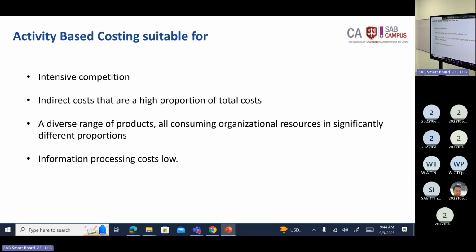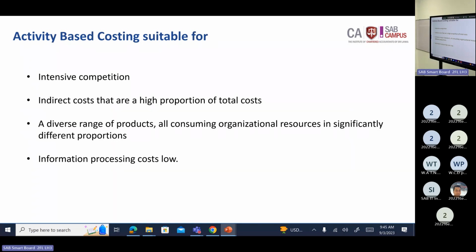You may be given: traditional costing is more suitable when a company faces low competition and indirect costs are a low proportion of overhead. Do you agree? Discuss. Then the reason is given, and you have to explain why. Fairly standard product range, all consuming organizational resources in similar proportion.